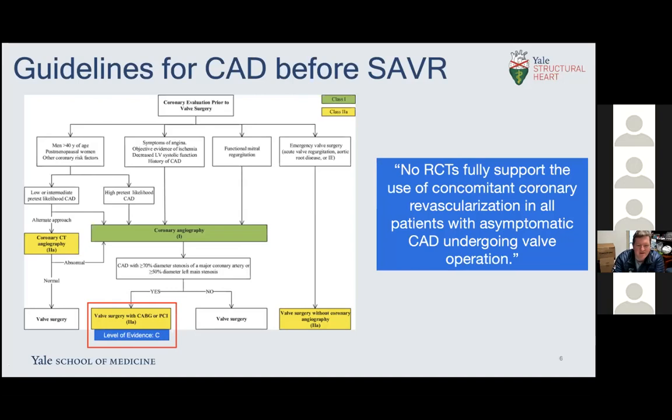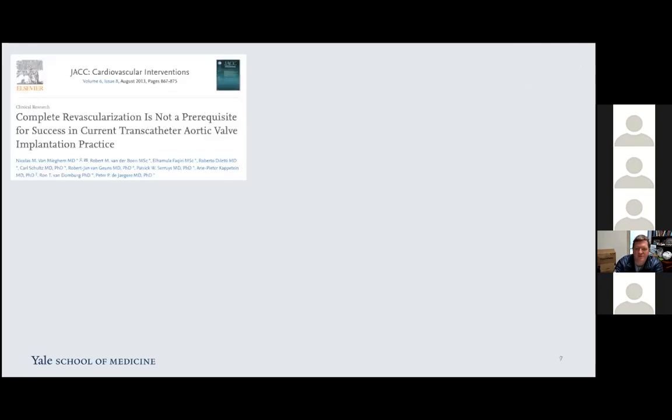There aren't any good randomized studies for these patients, who we all cath before they're having their valve replaced, and then say, oh, you know what, they have a 60% mid LAD or a 70% mid LAD or an 80% CIRC or an 80% RCA. There's no randomized data showing that that's fully beneficial.